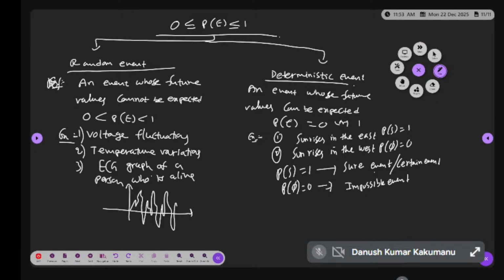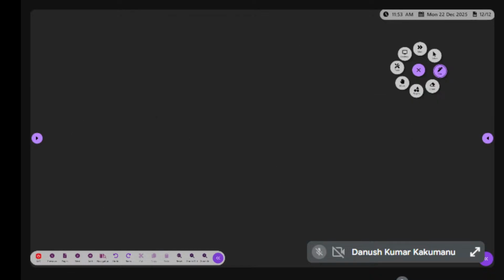Independent event. Totally 4 events are there on the slide. Observe. What are the 4 events? Random, deterministic, sure, impossible. Yeah, coming to next: independent events. What is the definition of independent events?